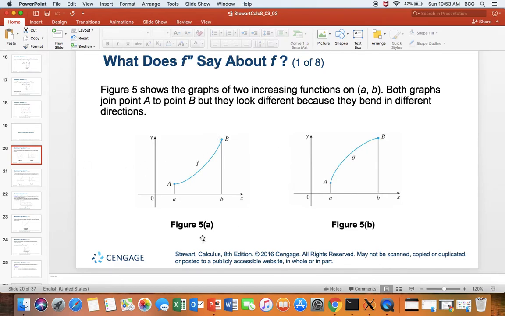Now, you have two functions. They are both increasing. Notice this is also increasing, so is this. What is the difference between the left and the right here? This is called concave up. Okay, the curvature is looking up, right? So this is called concave up, whereas this is called concave down. Okay, so again, this is called concave up, this is called concave down.